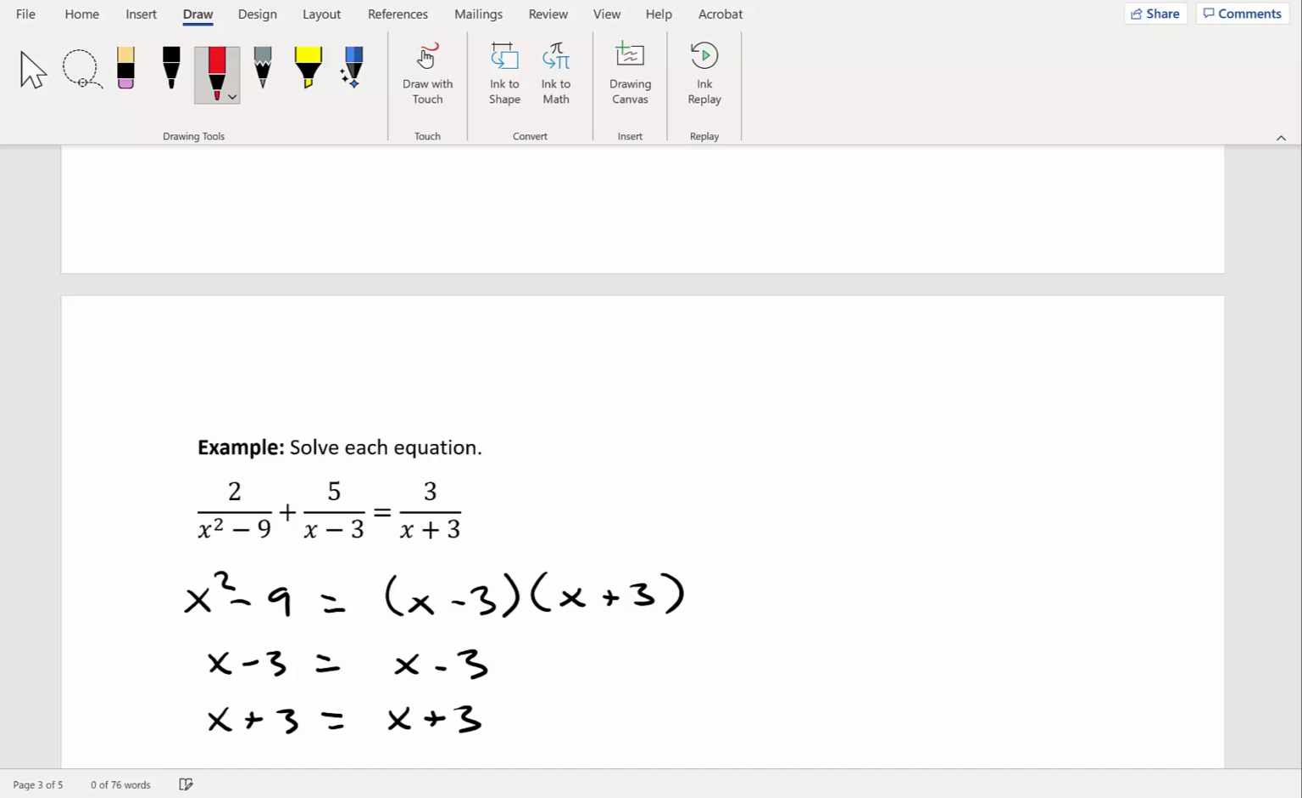Now we're going to circle the greatest amount of times that each factor appears in a single list. So first, x minus 3 appears once in the first, once in the second, so you just circle one of them. x plus 3 appears once in the first list and once in the third list, so you just circle one of them. So our LCD here is x minus 3 times x plus 3.